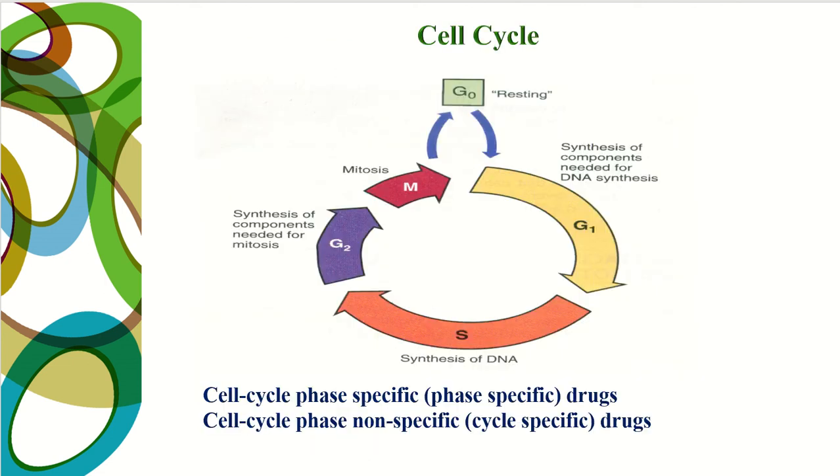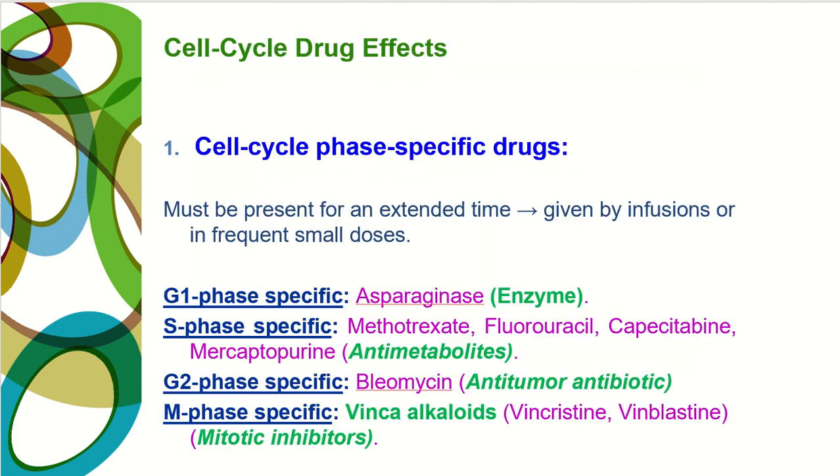And then we have our G2 phase specific. So G2 would be synthesis of components needed for mitosis. So our bleomycin, which is our anti-tumor antibiotic, would be effective there. And we're going to look at our Vinca alkaloids, which are vincristine and vinblastine, which are mitotic inhibitors, right? So these are cell cycle specific drugs. So we'll be looking at vincristine and vinblastine here.